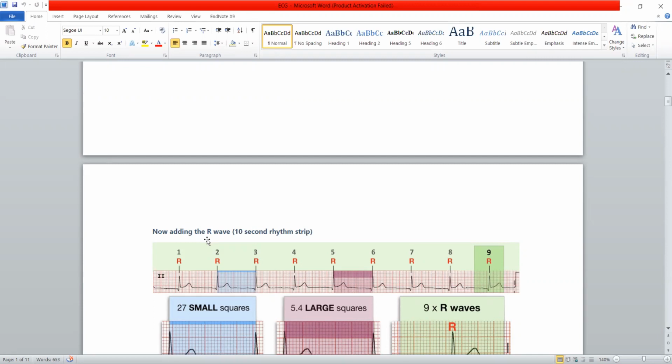Five large squares are equal to 1 second. How many large squares will be equal to 1 minute? 300 large squares will be equal to 1 minute. That's why it's 300. And 1500 small squares will be equal to 1 minute. That's why it's 1500 if we calculate the small squares.